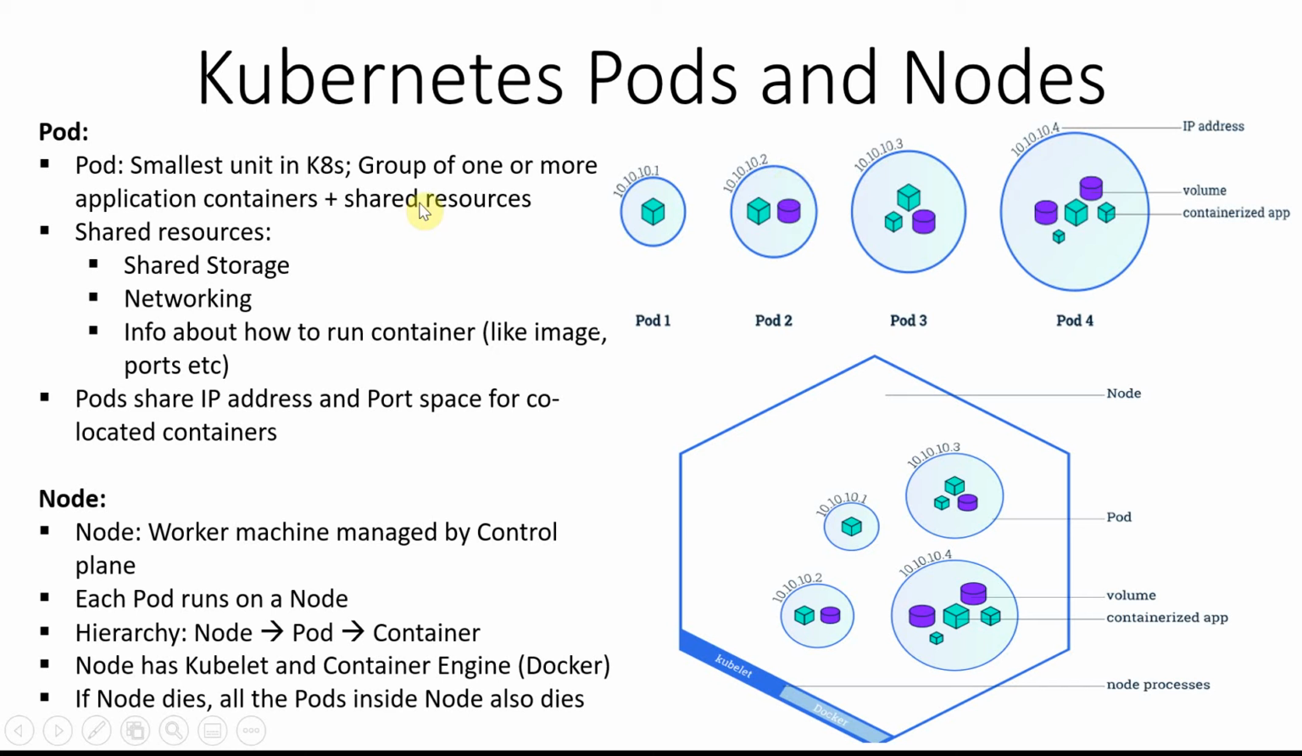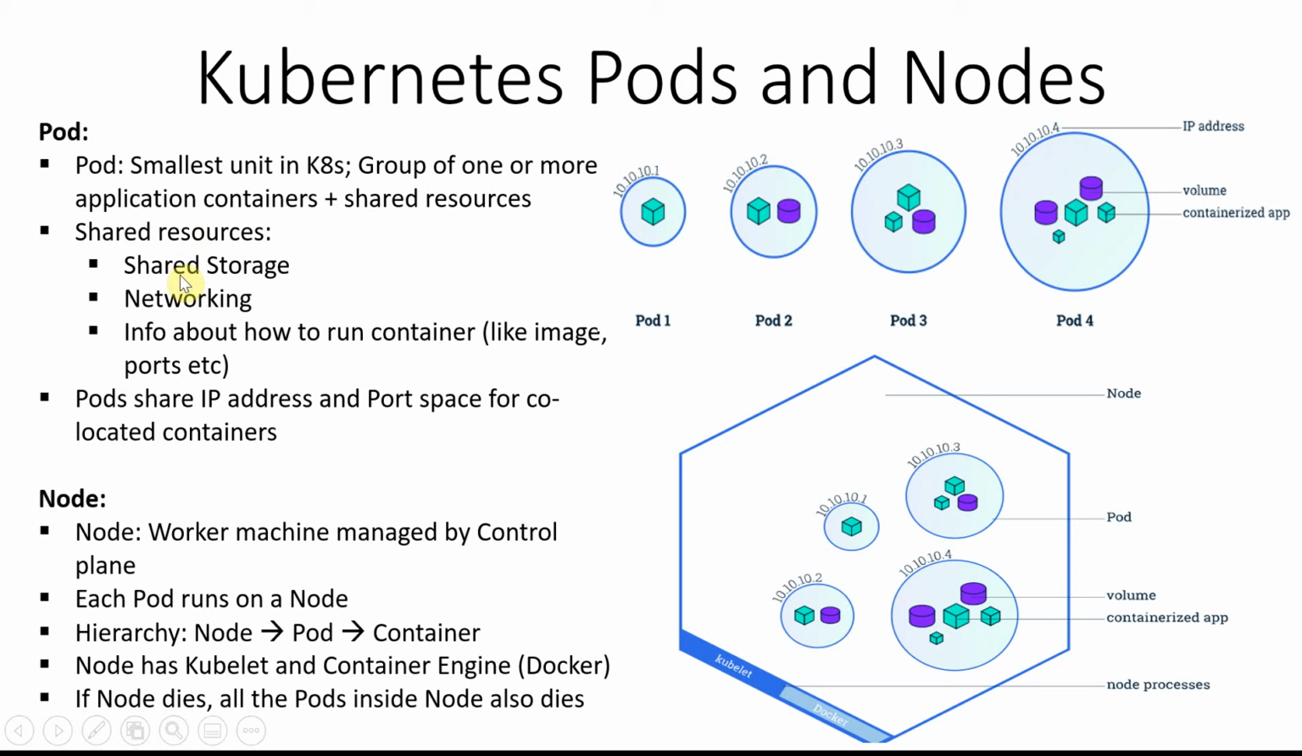So at this point, what you need to remember is that a pod is nothing but a group of one or more containers. When it is one, it is good. But when you have more than one, there will be something common across these two, or these three, or these five. They call these shared resources. So what are the shared resources?